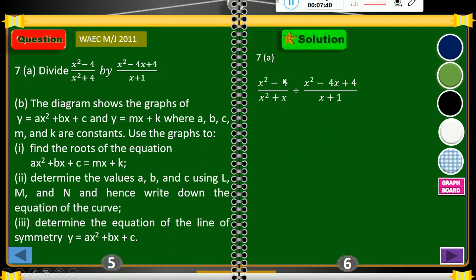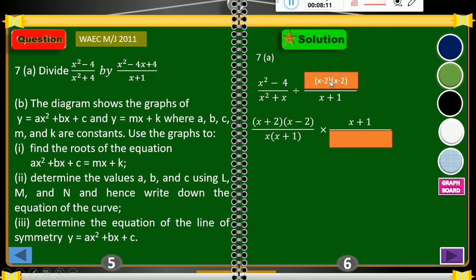We are now going to factorize this and also factorize this. Factorization of this will give us this. So therefore we'll now replace this numerator by x plus 2 and x minus 2. Factorization of this will give us this, and therefore we replace this by that. Then we are going to change division to multiplication, and then we invert the fraction, and then factorize the numerator, and that will give us this, and then we write it here.